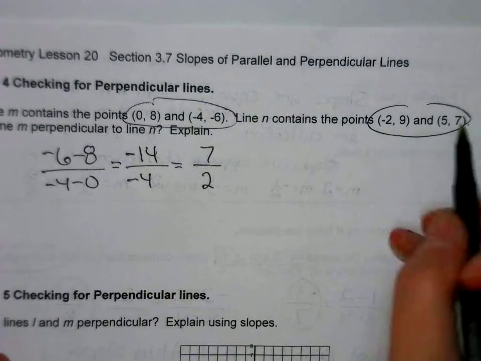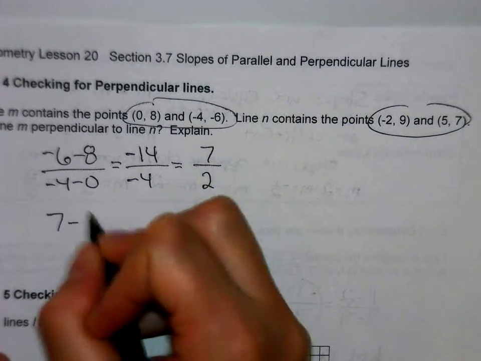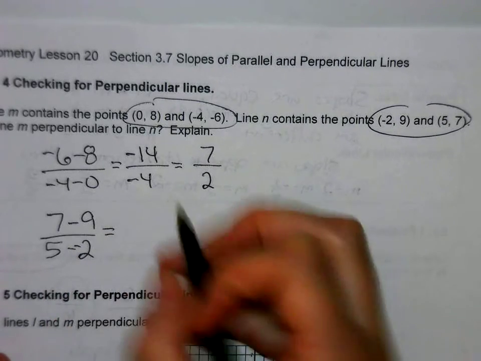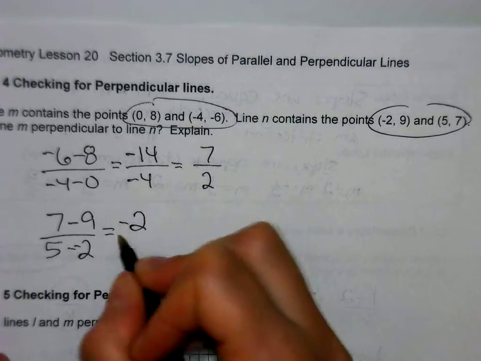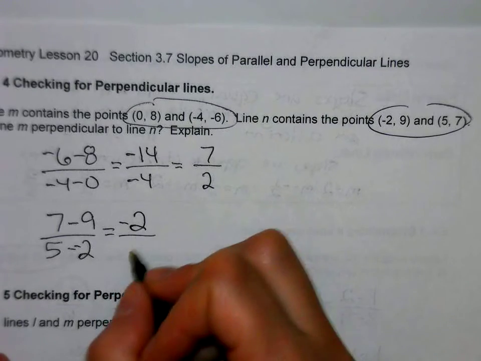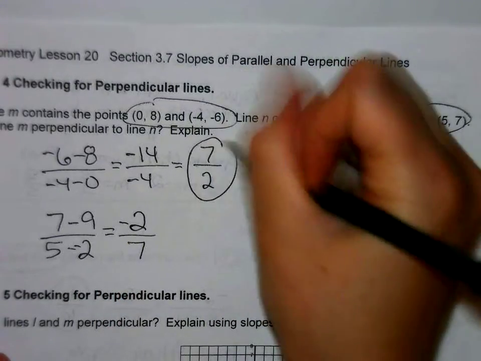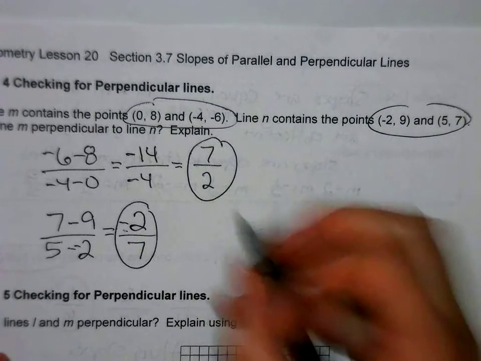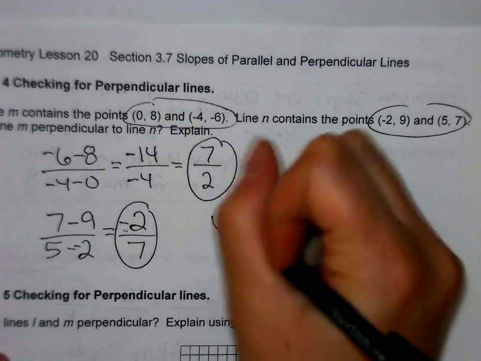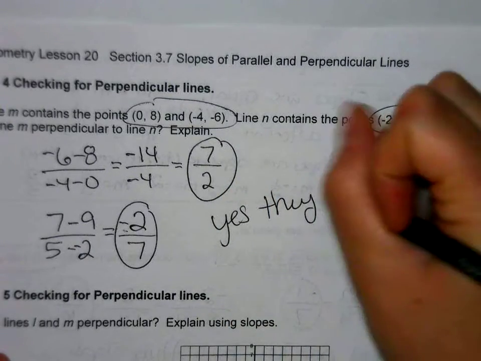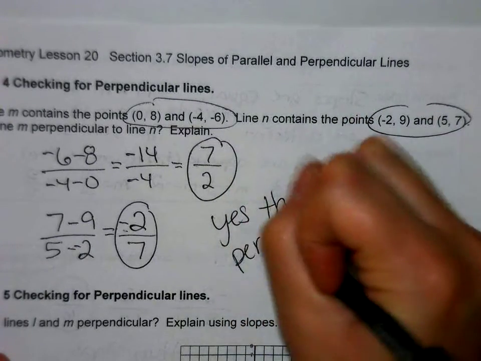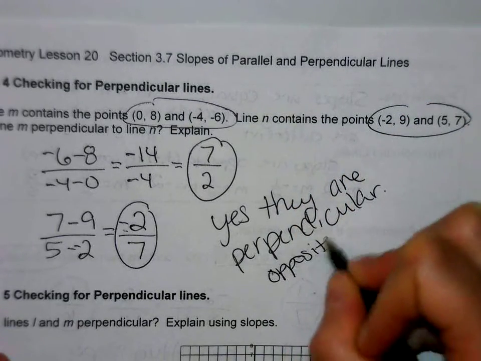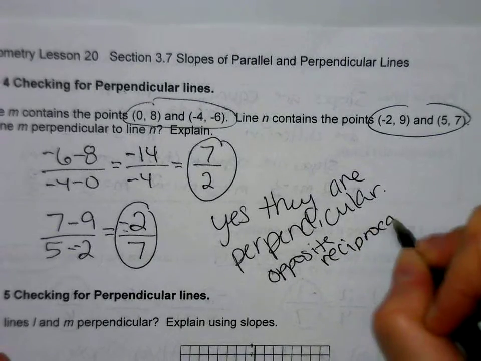In our second one, we can do 7 minus 9 over 5 minus negative 2. 7 minus 9 is negative 2. 5 minus a negative 2 is a positive 7. Looking at both of our slopes, they're opposites. One's negative, one's positive, and they're reciprocals of each other. So yes, they are perpendicular, because they are opposite reciprocals.